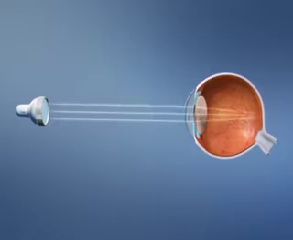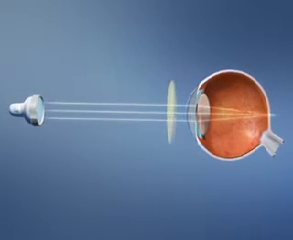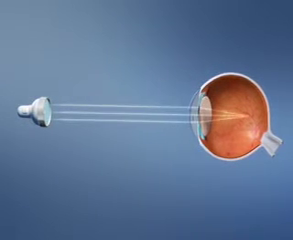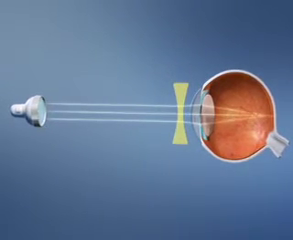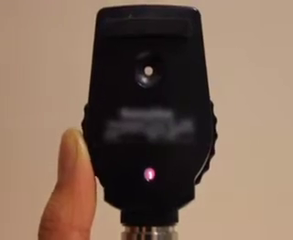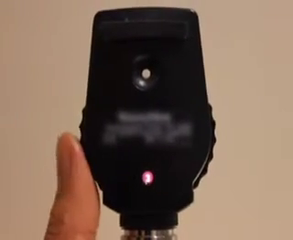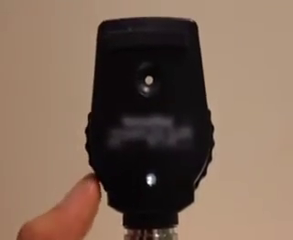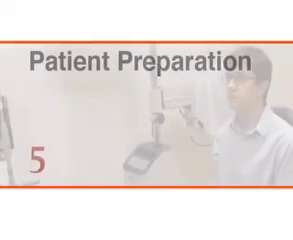If the patient has hyperopia, then the retina will be closer to the pupil than normal. If the patient has myopia, then the retina will be farther away from the pupil than normal. Adjust the lenses by turning the dial. Negative numbers focus on objects that are farther away, and positive numbers focus on objects that are closer.